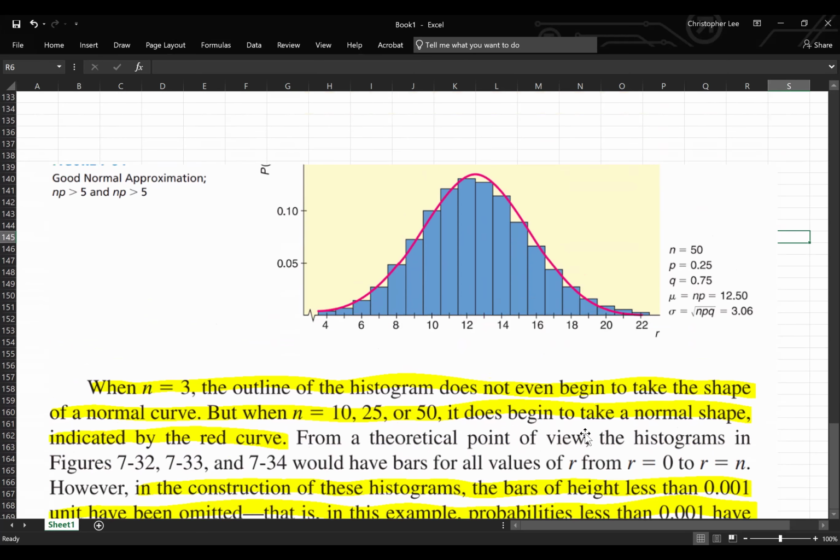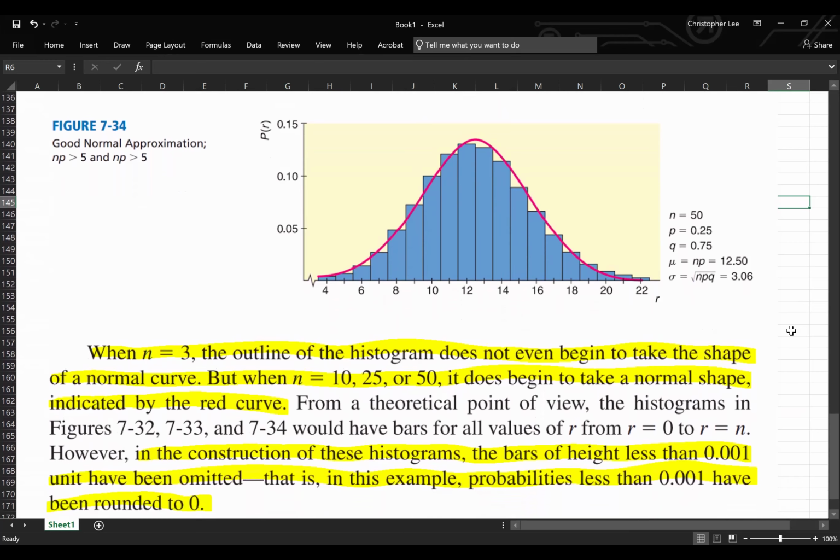They would have bars for all values of r from r equals 0 to r equals n, right? However, in the construction of these histograms, the bars of heights less than 0.001 unit have been omitted. That is, in the example, probabilities less than 0.01 have been rounded to 0, right?